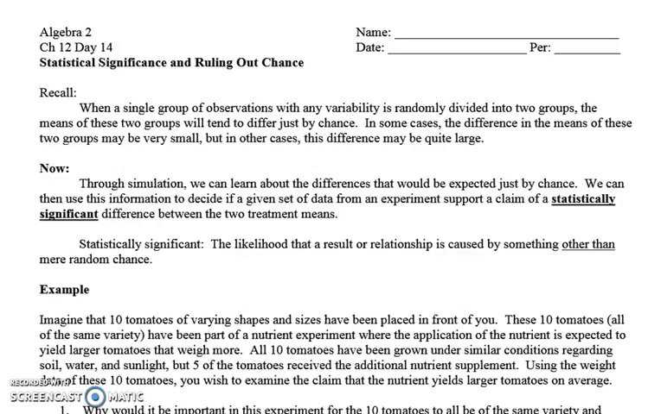Today we're going to be talking about statistical significance and ruling out chance. Now, statistical significance is a statistical term used to determine when a treatment has actually been effective or not.